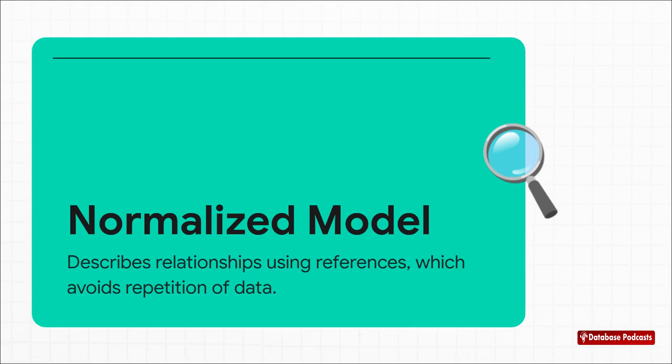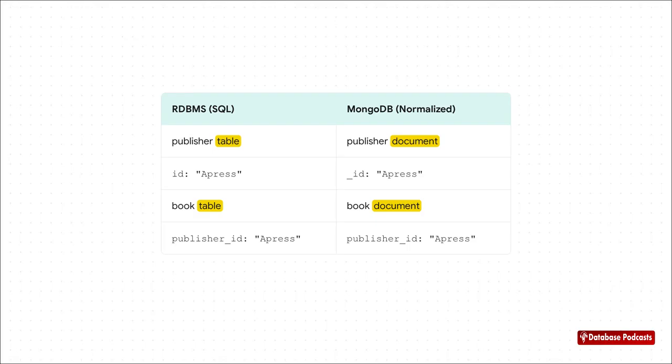This is where the normalized model comes in, and honestly, it works pretty much exactly how you'd think it would. Instead of jamming the full publisher details into every single book document, you just store a reference, like the publisher's ID. This is the direct equivalent of a foreign key in the SQL world. When your app needs those publisher details, it just makes a second quick query to go get them. I mean, just look at this side by side. The concept is basically the same. In a relational database, your book table has a publisher ID that points over to the publisher table. In MongoDB's normalized model, your book document has a publisher ID field that references the publisher document. The logic underneath it all, identical.